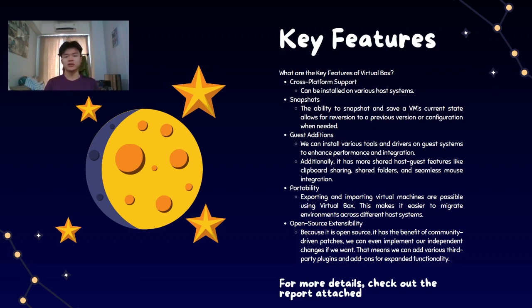Here are the key features of VirtualBox. It has cross-platform support, so it can be installed on various host systems. It has snapshot capability, meaning that it can save a virtual machine's current state, which allows for reversion to a previous version. It also has guest additions, which means we can install various tools and drivers on guest systems to enhance their performance. And it's also portable, so it has the feature to export and import virtual machines, which makes it easier to migrate environments across different host systems.